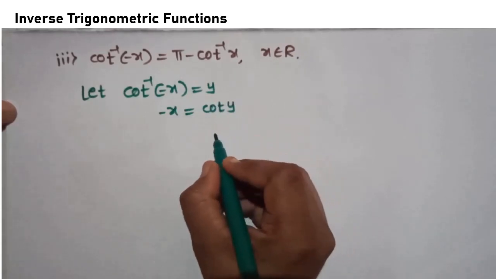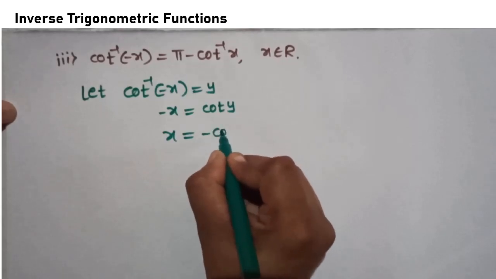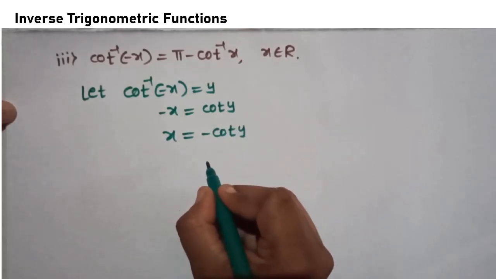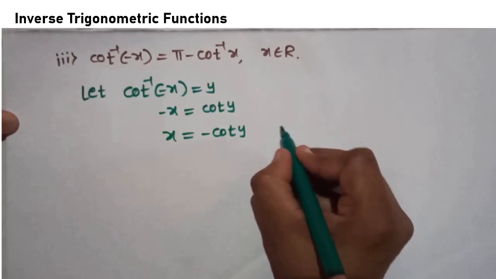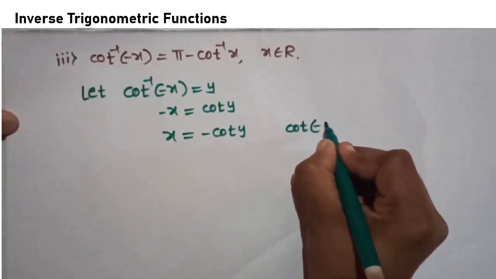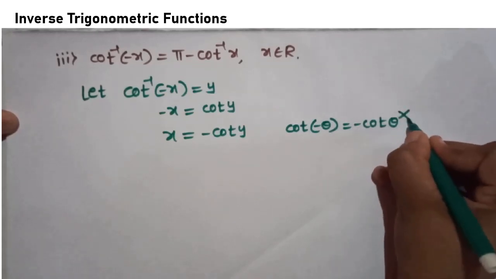cot y. Okay, again multiply both sides with the negative sign. We are getting x is equals to what? Minus cot y. Okay, so you know, dear students, the result minus cot y can also be written as cot of minus y. Okay, so you know the result, cot of minus theta is equals to minus cot theta.